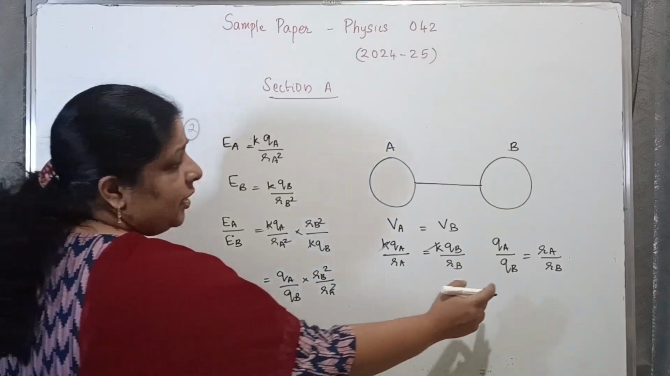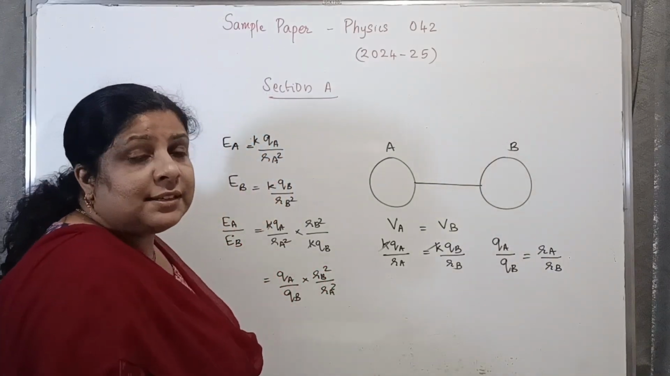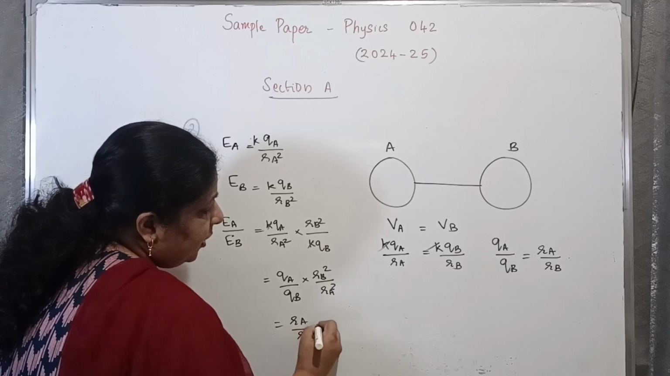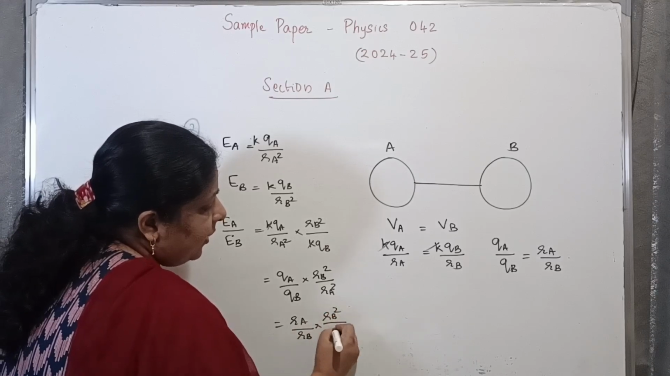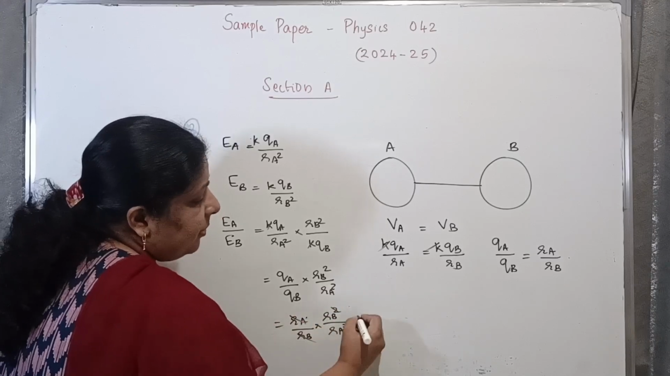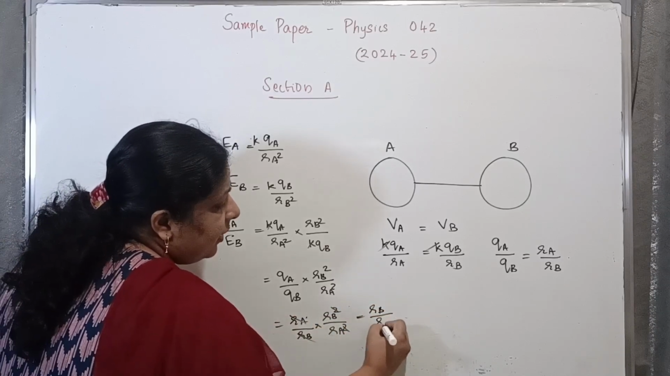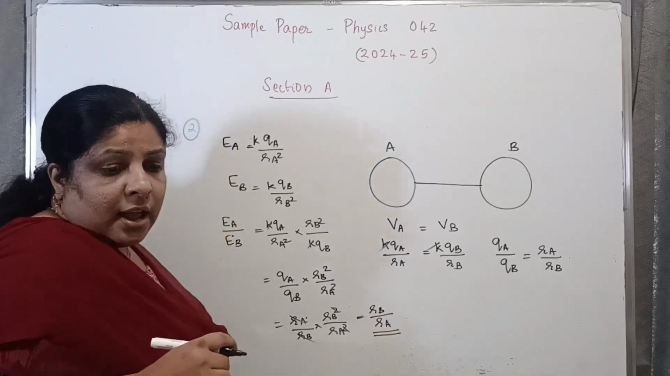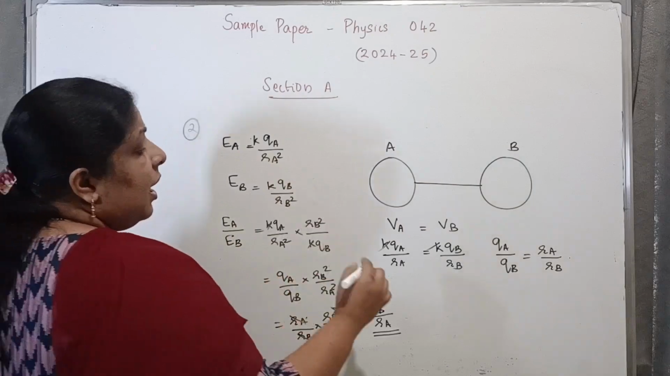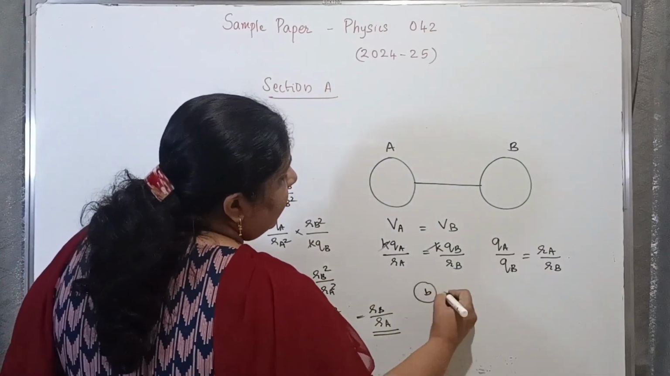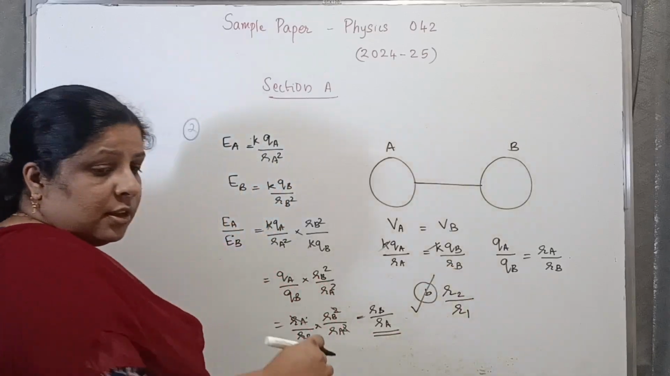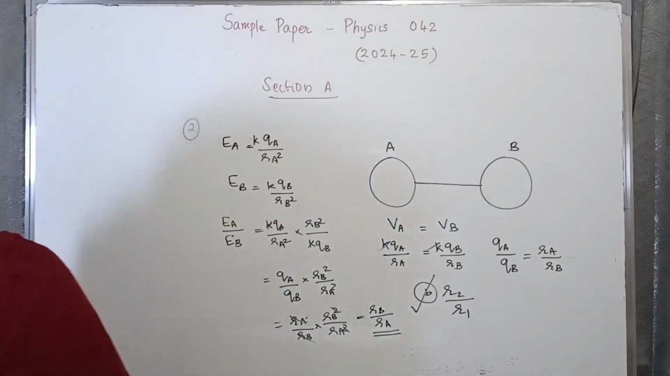What is QA by QB? I already have QA by QB as RA by RB. So I will substitute that: RA by RB into RB square by RA square. RA and RB cancel, and you will get RB by RA. So the answer will be RB by RA, that is R2 by R1. In the options it is given as R2 by R1. So option B is the answer.